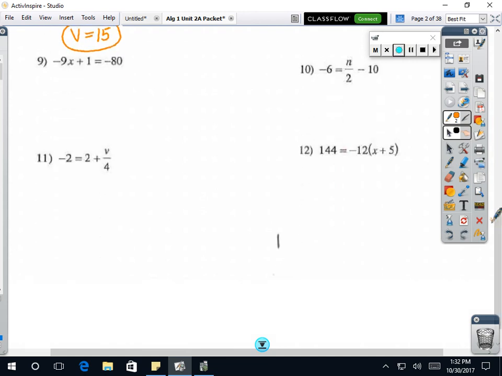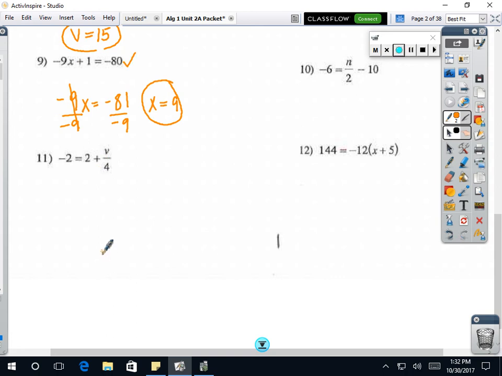All right, number 9. We're trying to get x by itself, so what do we do first? And then negative 9x equals, and now what do we do? Right? And so x equals positive 9. A negative divided by negative is a positive, and 81 over 9 is 9. Okay, then you can check it by plugging in the positive 9 for x. When we plug it in right here, it's sitting beside the negative 9, so you multiply them and you'll get a negative 81, and then a negative 81 plus 1 is equal to negative 80.